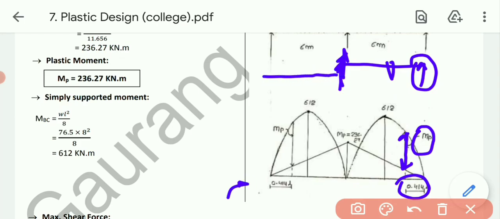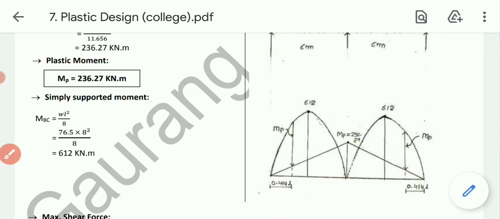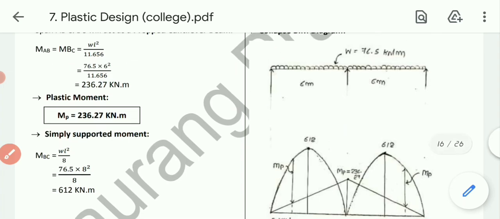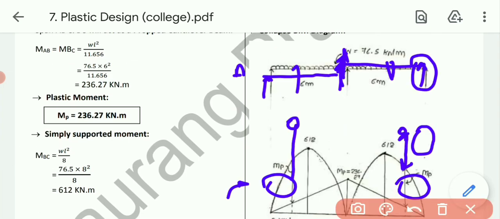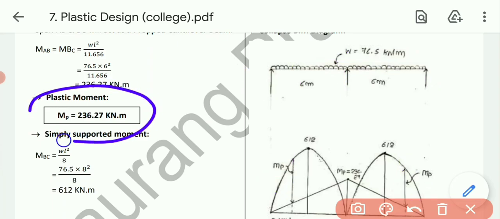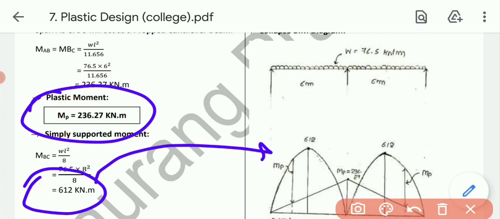A fixed support, and this one was a prop. So at a distance of 0.414 L, MP will be produced over here. Okay, so these are the cases of MP. What we have done until now is that we have calculated the plastic moment, that is MP, as well as the simply supported moment, and from those moments we have drawn these two diagrams.